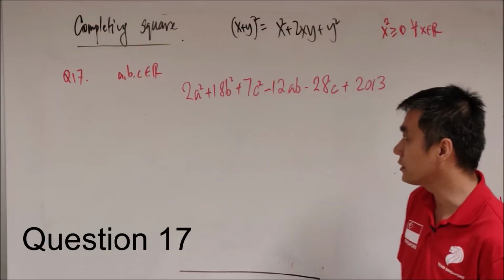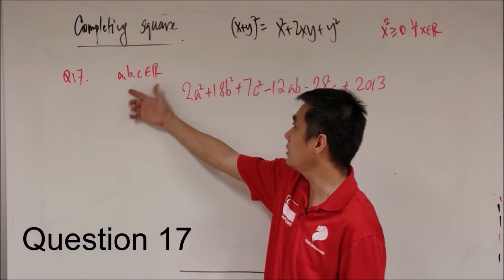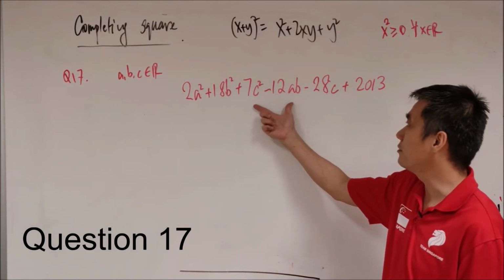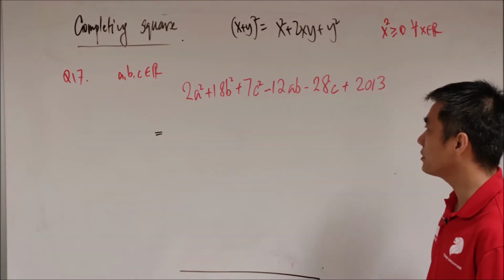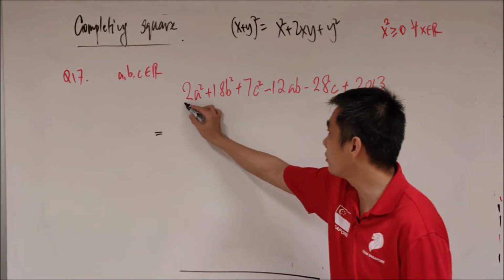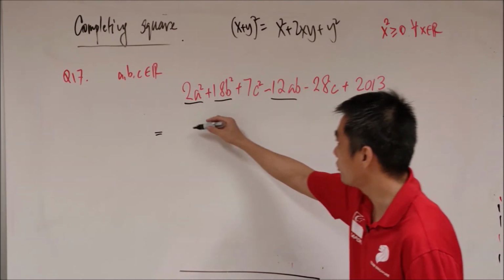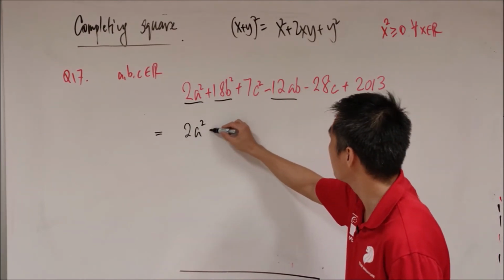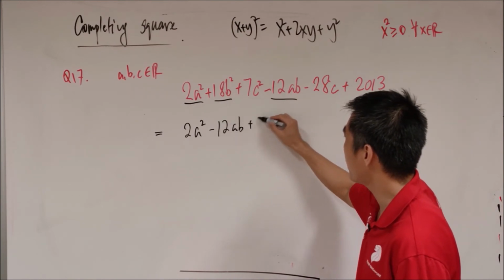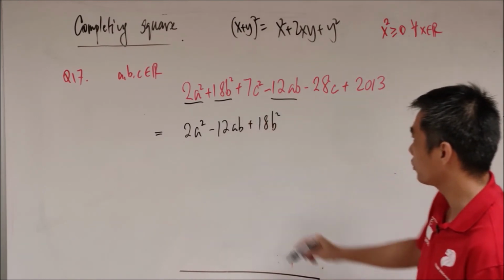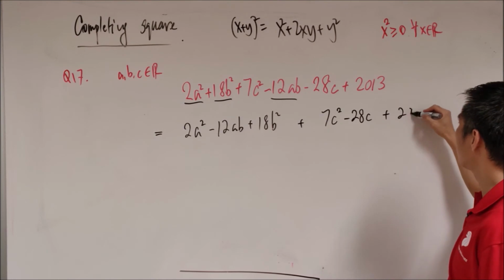So for question 17, A, B, C are real numbers. We are asked to find the minimum value for this expression. So the first thing that we can do is we will put these together: A squared, B squared, and AB. So we have 2A squared minus 12AB plus 18B squared. We put together and plus 2013.